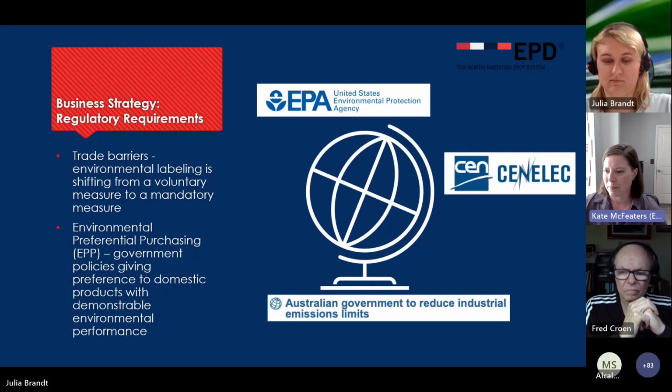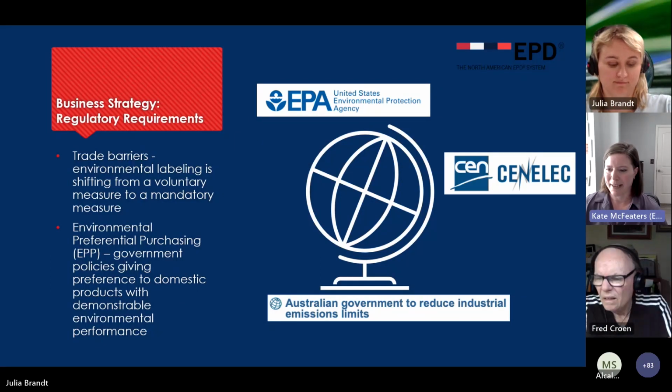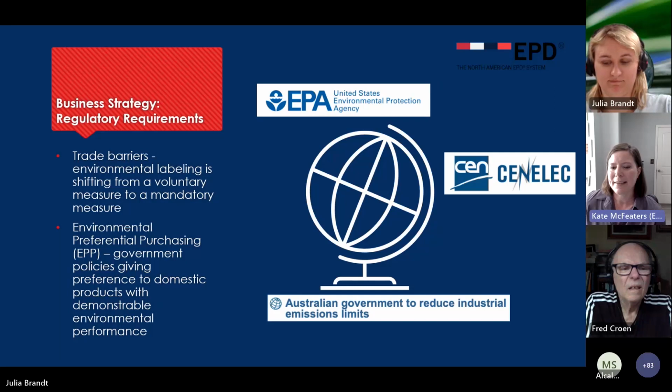Another example is also preferential purchasing programs, and these tend to be domestic, but a government purchasing program has a lot of buying power, and if they're giving preference to products with some sort of environmental performance, an EPD often being one of those indicators of environmental performance, that gives the product with an EPD preference over a product that does not have an EPD.